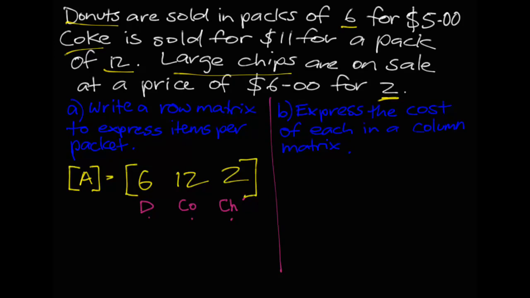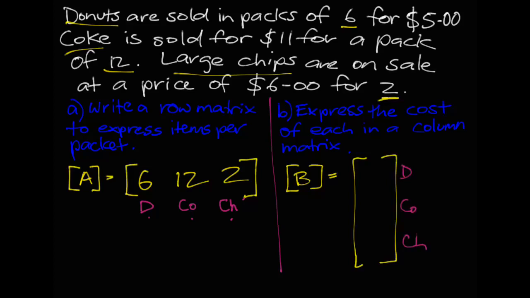Okay, part B is express the cost of each in a column matrix. So we go ahead and call this B, and it's a column matrix. And we're going to have donuts, Coke, and chips. It must be in the same consecutive order as matrix A. And if we go back and have a look, donuts are sold for $5, so we'll put the 5 in there. Coke is sold for $11 and large chips for $6.